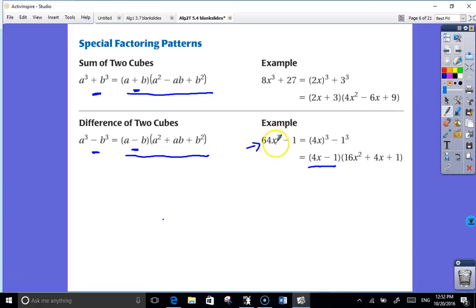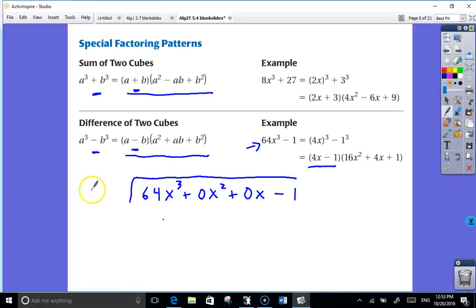Remember, if I'm going to divide 64x to the third minus 1, it's missing two powers of x. So I would have to write it like this: 64x to the third plus 0x squared plus 0x minus 1. And then I'm going to divide by 4x minus 1. What do I multiply times 4x to get 64x to the third? No, 4 times 8 is not 64. 4 times what is 64? 16.